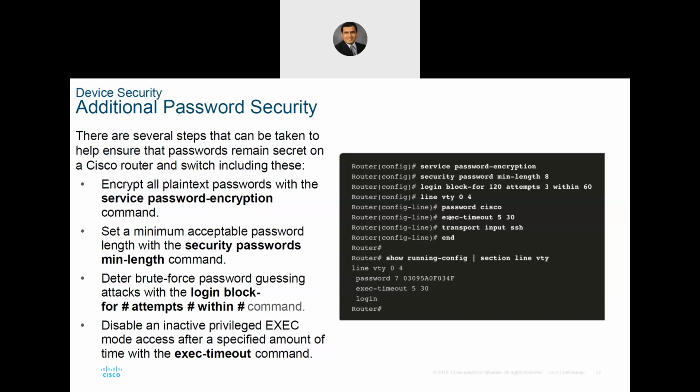But you can bring it down to whatever time. For example, I'm saying that if this is not being used for 5 minutes and 30 seconds, time out the connection. Even if the person is connected to the router, it will cut the connection, and then the person has to connect again by using the password. You can also say, I don't want the person to use Telnet because Telnet may not be secure. Only SSH: transport input ssh, and so on. You can also show the running config, pipe symbol, section line vty. It will tell you all the details.